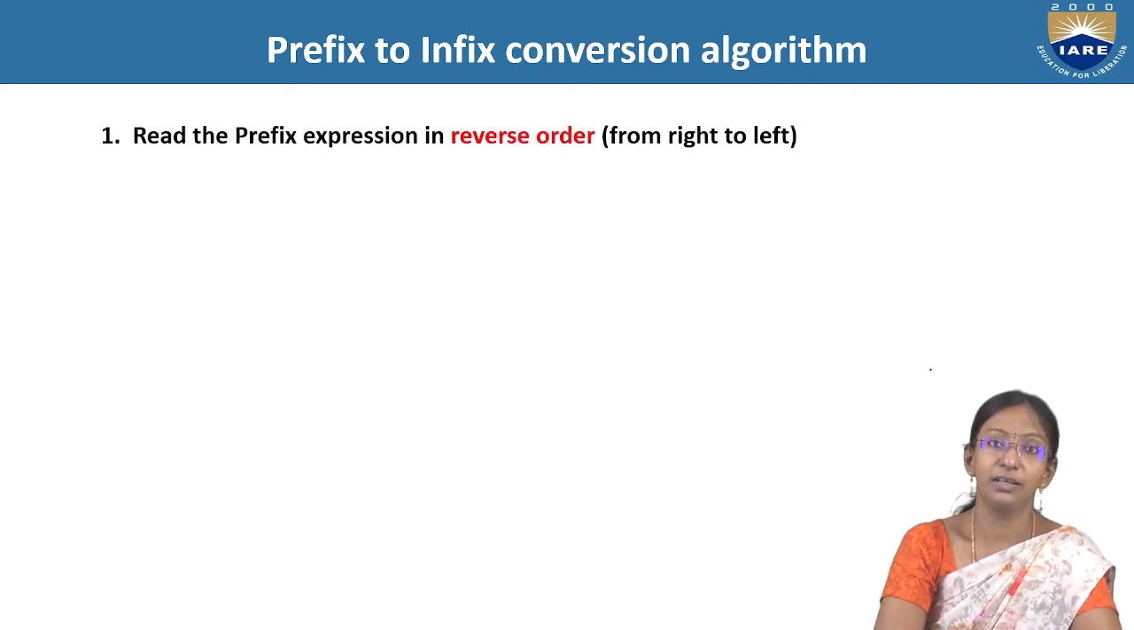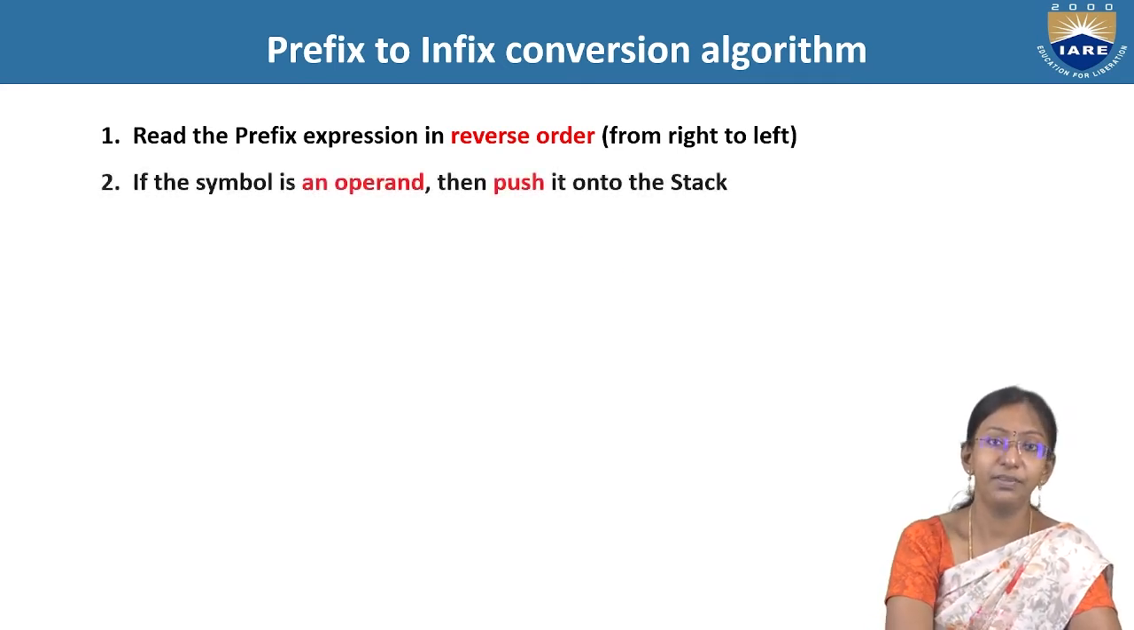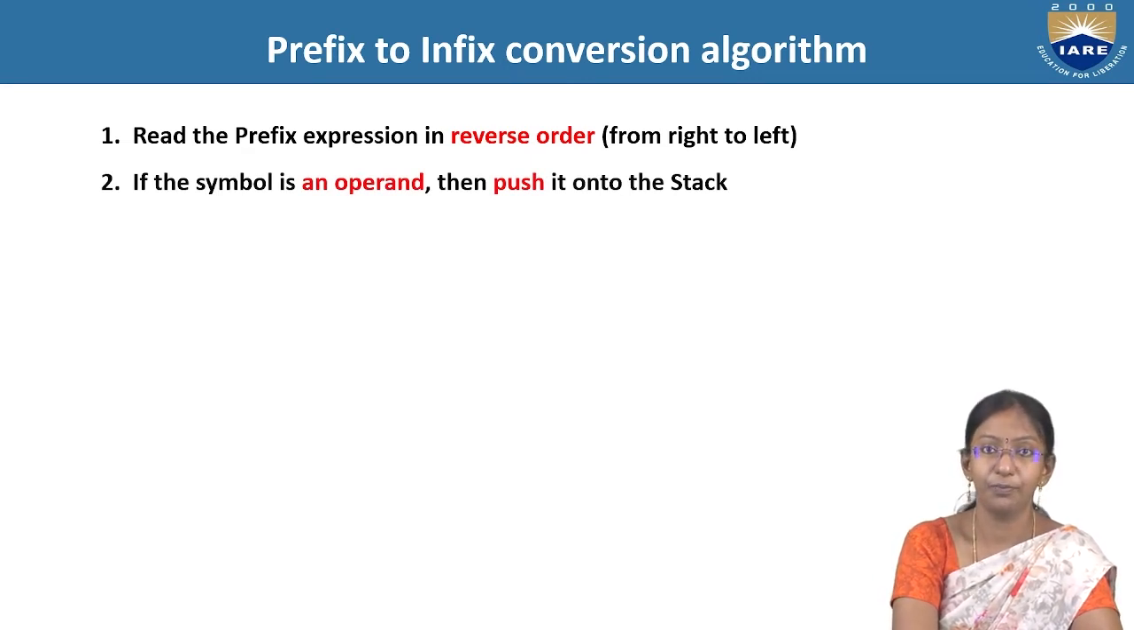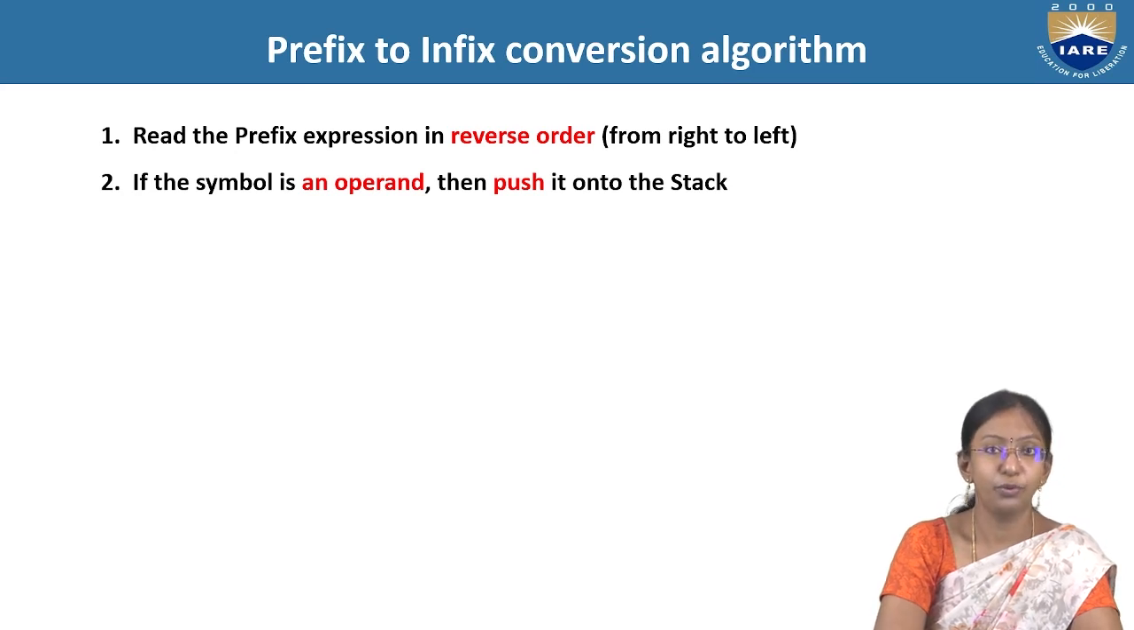Generally we read any expression from left to right, right? But here we scan the given expression from right to left. That's why I have clearly mentioned it as reverse order, highlighted it. Next, if the symbol is an operand, push it into the stack. We will get only two types. You might have seen that prefix and postfix expressions do not have any brackets. Only infix expressions have brackets, right? So as brackets are not there, we have only two categories. Either the character we read is an operator or an operand, right? If you face an operand, push it into the stack.